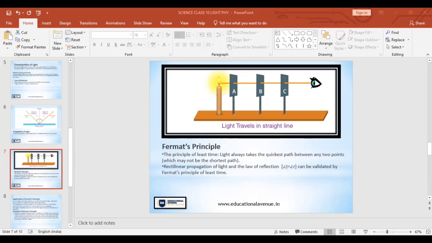Can you say some examples of where you can see the concave mirror and where you can see the convex mirror? Anyone? Sir, the convex mirror is used in the car rear view, sir. Shaving mirror, sir. So what is this rear view mirror, concave or convex? Convex, sir.